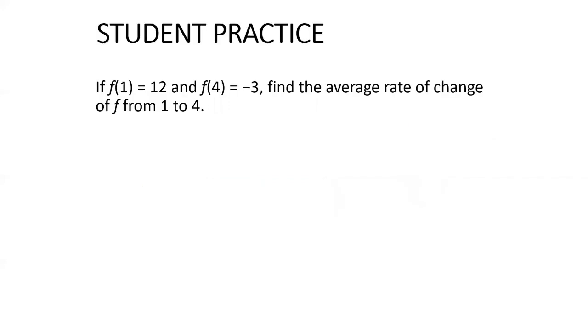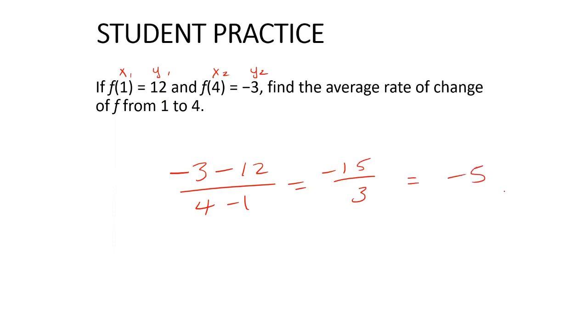All right, student practice. So here's yours. I was nice and I did the work for you, so all you have to do is the calculation. We're asking for the average rate of change from 1 to 4. So my x1, y1, x2, y2, and I end up with -3 minus 12 over 4 minus 1. That's going to give me -15 divided by 3, which equals -5 as my average rate of change.